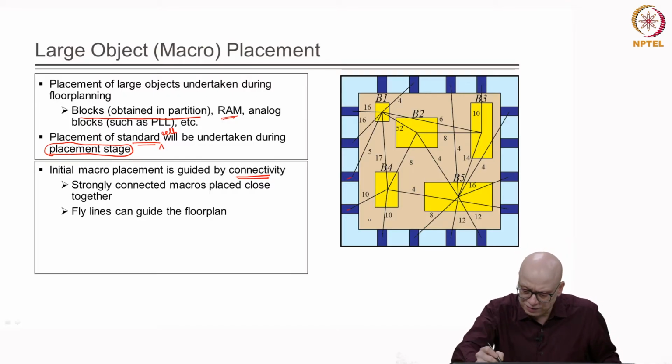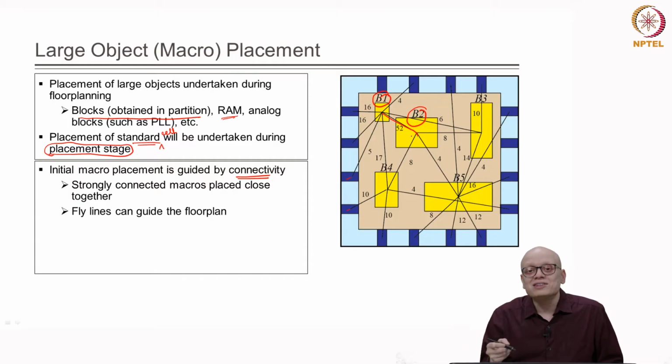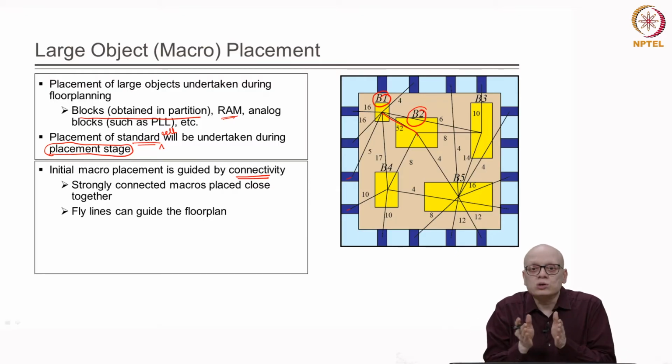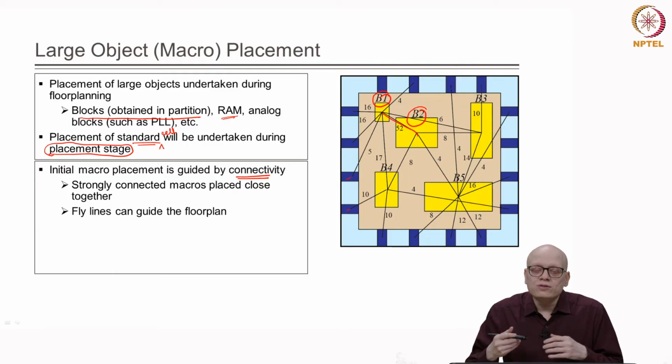Now, using these fly lines, we can get some idea or clue about how the macros should be placed. For example, if we see the block B2 and the block B1, between them how many nets are there? There are 52 nets, and among all of them this is the maximum. So, it gives us a hint that B1 and B2 must be made closer together. This is just a heuristic, and based on that we can start with, say, an initial floor planning and then probably modify or improve it and get to a better solution.